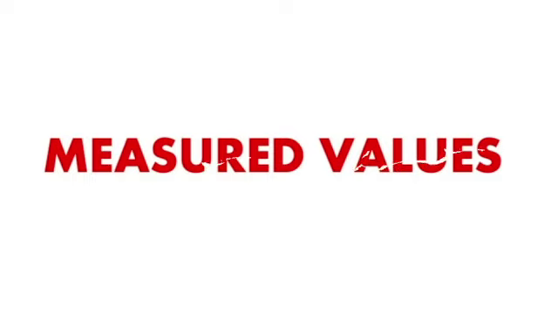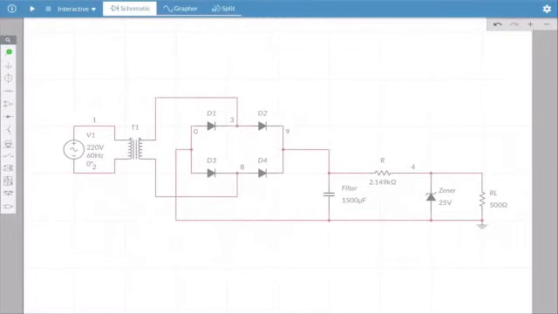Here are the measured values of the basic power supply. This is the schematic diagram for our circuit, and you can see here the AC voltage source, the diodes, the capacitors, and the resistors. We need to find the values for the transformer, rectifier, filter, regulator, and output. And to do that, we need to attach the current and voltage probes.